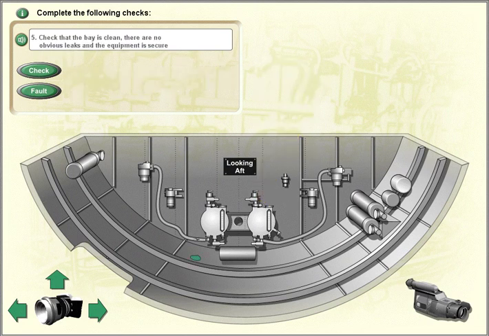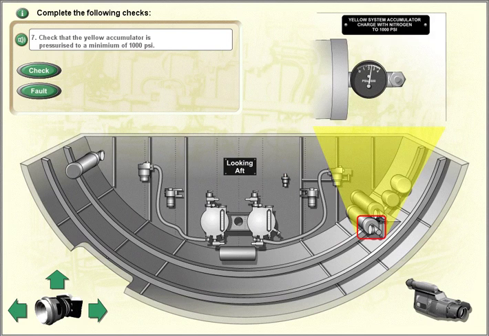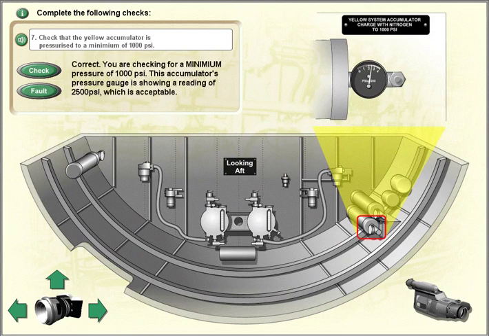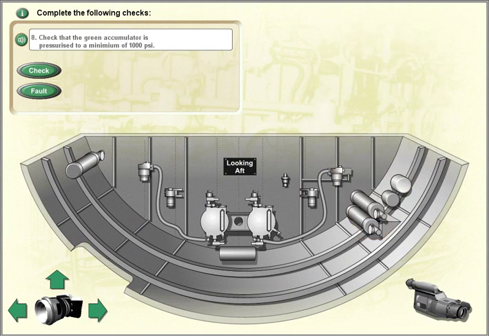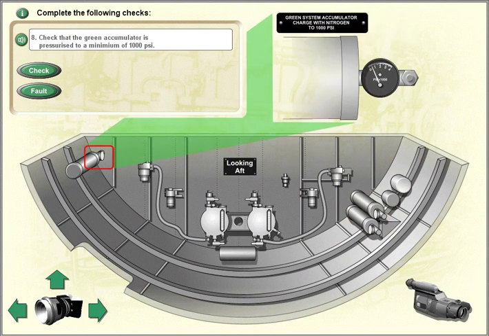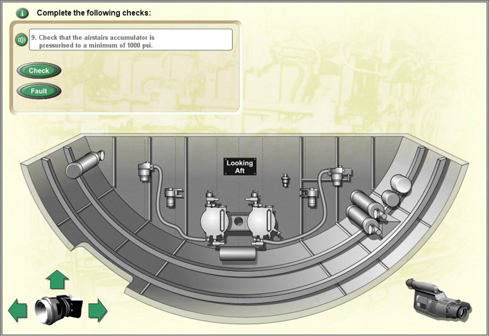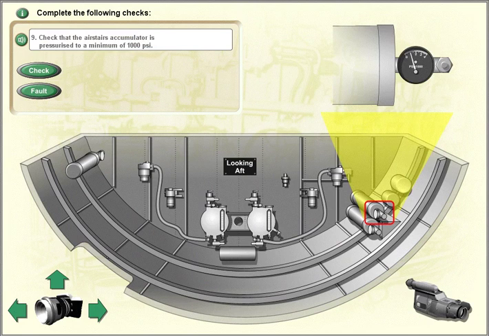Check that the bay is clean, there are no obvious leaks and the equipment is secure. Check that there are no red filter block indicators showing. Check that the yellow accumulator is pressurized to a minimum of 1000 psi. Check that the green accumulator is pressurized to a minimum of 1000 psi. Check that the air stairs accumulator is pressurized to a minimum of 1000 psi.